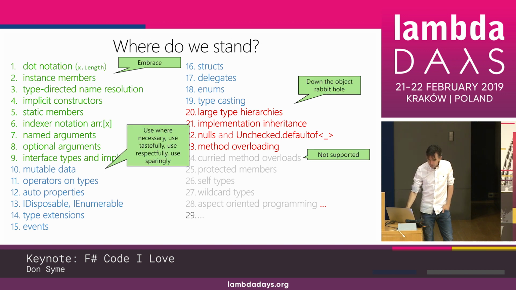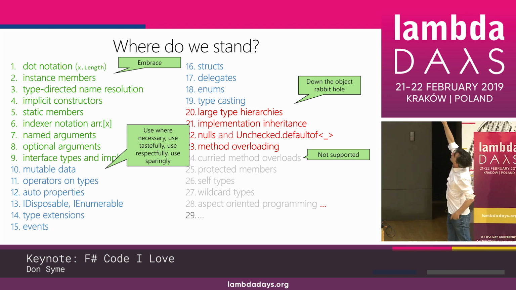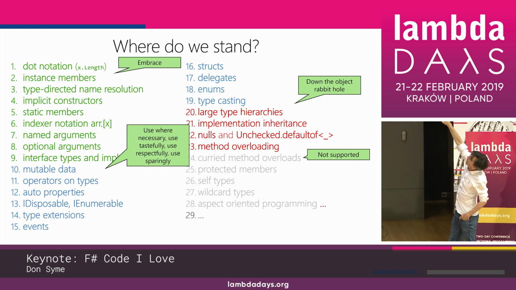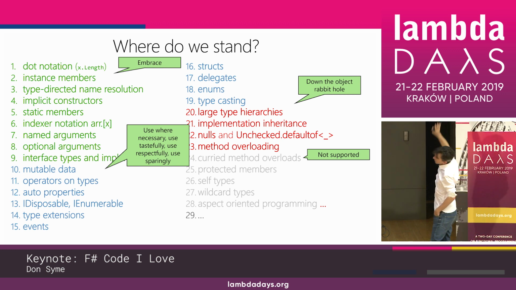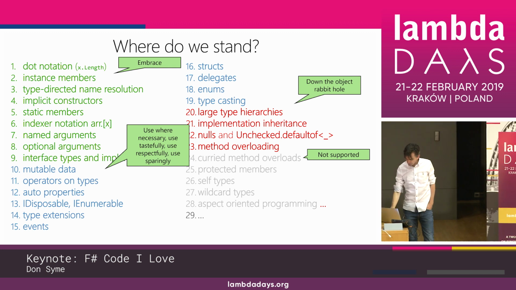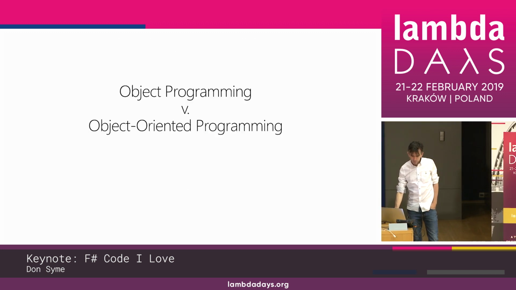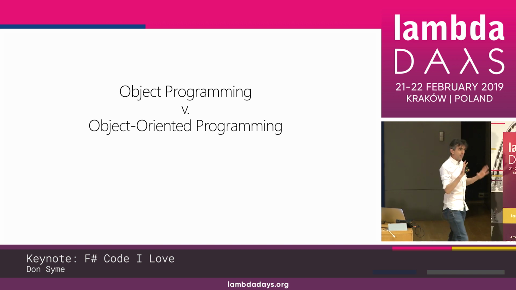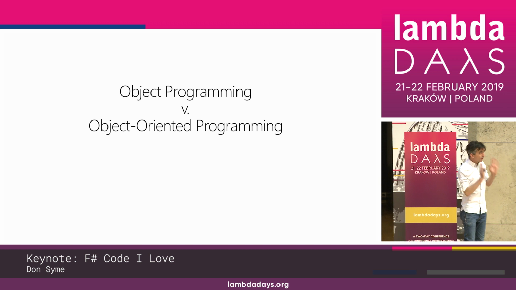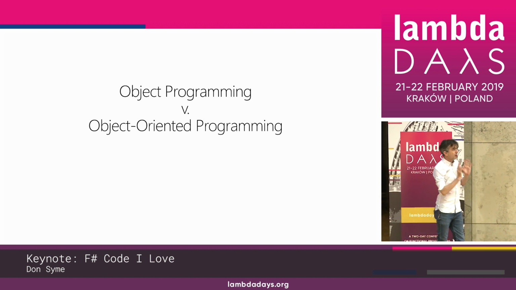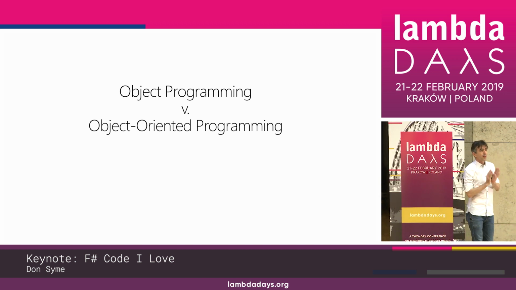And just to say that we have a set of things here which are not supported at all. A couple of feature interactions we don't support, and then wildcard types, aspect-oriented programming, or whatever, a whole range of other object-oriented things that aren't in focus. So to me, and if you've been listening to what I've been saying, I've corrected myself several times: F# supports object programming. It is not an object-oriented language, and that is crucial.